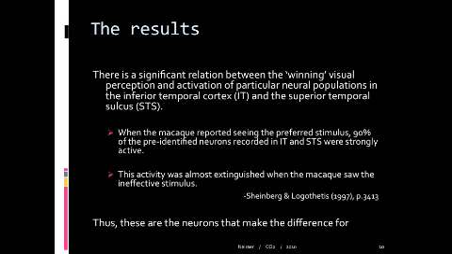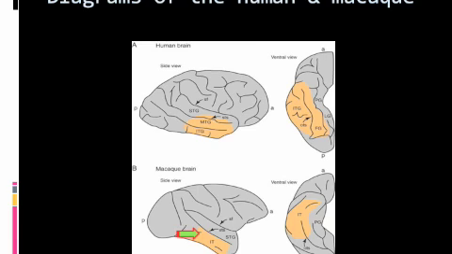When the monkey reported seeing the preferred stimulus, 90% of the pre-identified neurons in IT and STS were strongly active. However, this activity was almost extinguished when the monkey saw the ineffective stimulus. Thus, these seem to be the neurons that make the difference for consciousness of that visual content. Chalmers identified this work as being paradigmatic of the NCC research program and attempted to derive his general definition of the neural correlate from it.